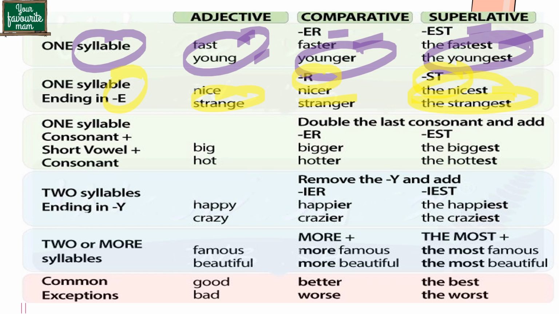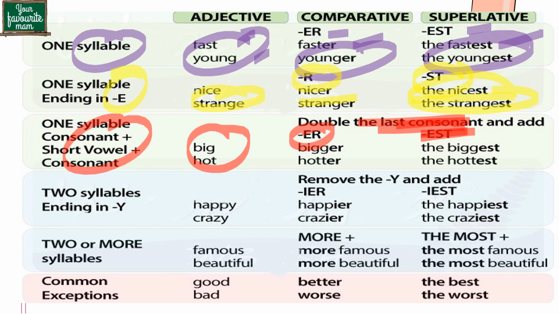For one-syllable words that start with a consonant, have a short vowel, and end with a consonant as well, like big or hot, we double the last consonant and add an er for comparative and est for superlative at the end. Like big becomes bigger or the biggest, and hot becomes hotter or the hottest.